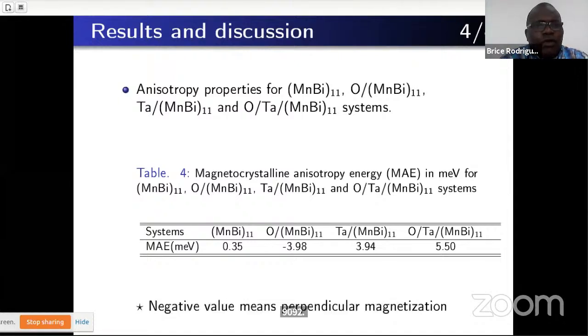Let's move on to our main result concerning the anisotropy property for the MnBi free system, oxygen adsorbed on MnBi, tantalum on MnBi, and oxygen on the tantalum MnBi system.